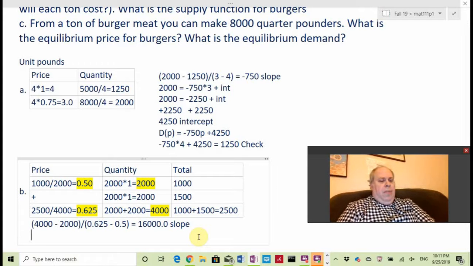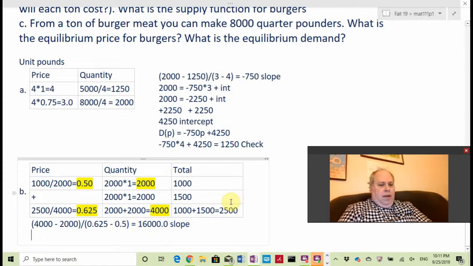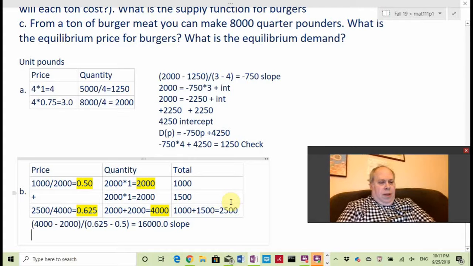Okay? What would happen is if you add a dollar, then people would start showing up from all over to try to sell you meat, because you're willing to spend a lot more. Now, they'll be grinding up their steaks and whatnot. So we got the slope.